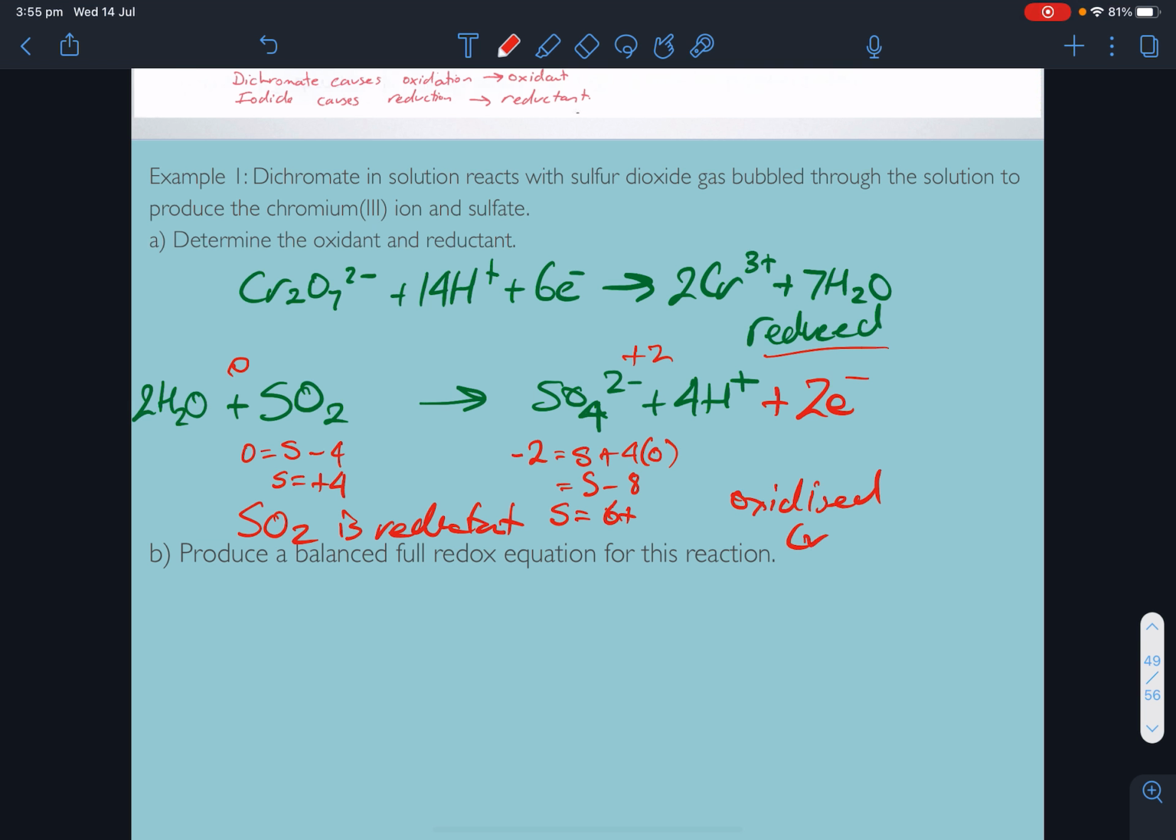So dichromate is oxidant. Okay, produce a balanced full redox equation. Oh, I've got a lot of scribbling, but we can see 6 electrons, 2 electrons, okay? 2 will go into 6, so we just need to multiply that one by 3 times, okay? So, put my big reaction arrow on there. I need the dichromate one as it is.